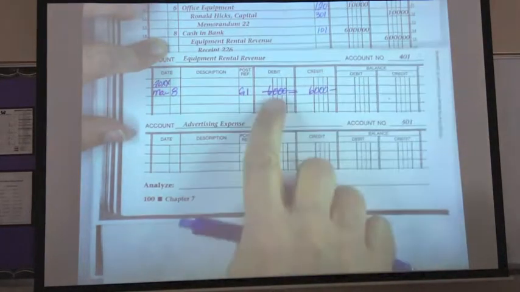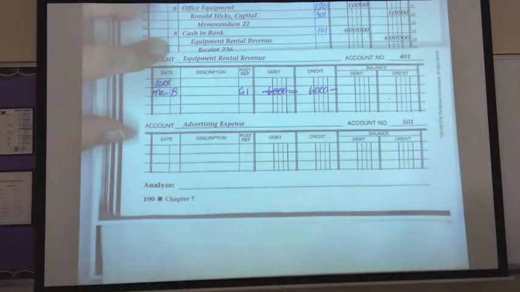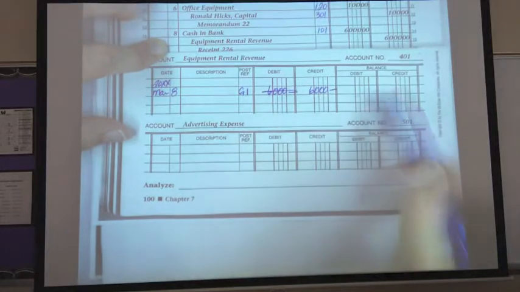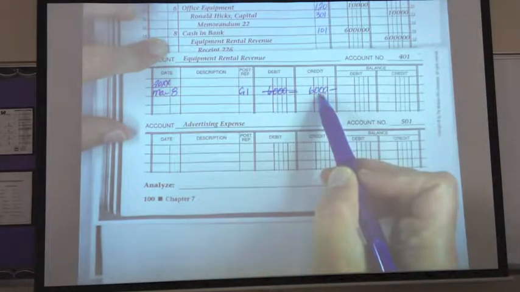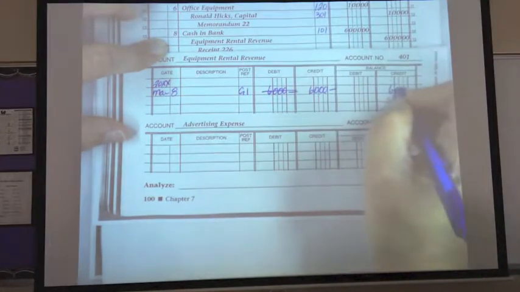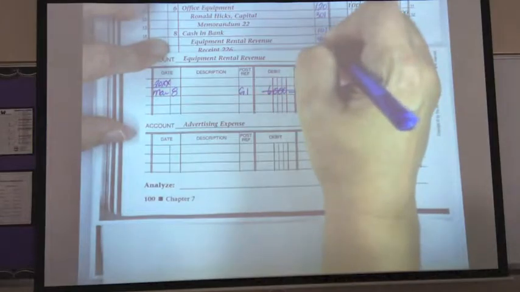If you write an incorrect number, just write a single line through it and right above it, put the correct number. So I had 0 in credit. I'm going to increase revenue on the credit side, so I'm going to have a balance of $6,000 on the credit side. And I'll come back over here and write 401.